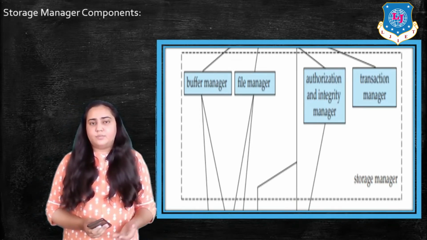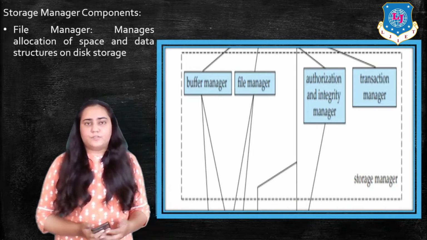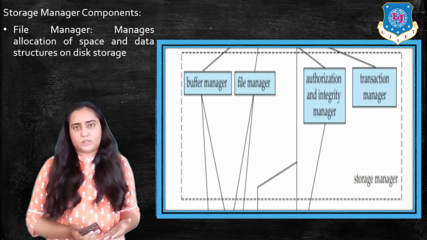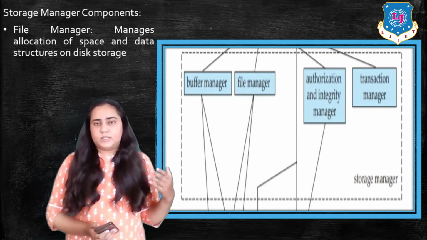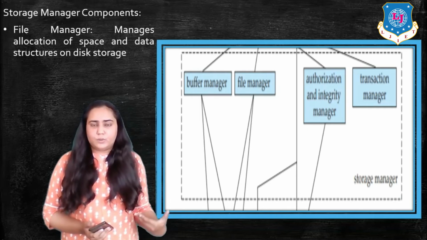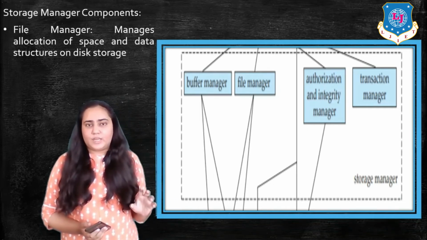The next component that we are going to see is the file manager. So the file manager manages allocation of space and data structures on the disk storage. And this is not basically storing the data for you. This data is stored within the disk, but the file manager gives you a nice way of looking at it.